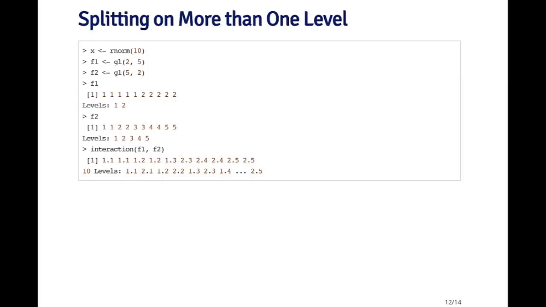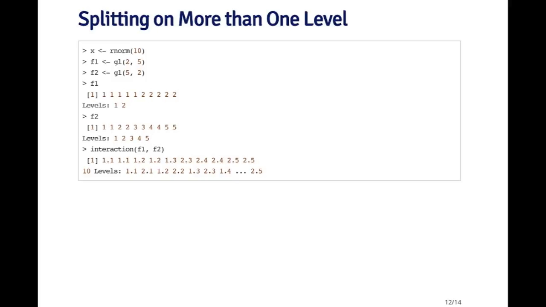And so here I've got f1, which is a factor with 2 levels, and I've simulated a normal random variable x with 10 observations. I've got a factor with 2 levels, each repeated 5 times, and then I've got another factor with 5 levels, each repeated 2 times. So these are my two grouping variables here, and I want to look at the combination of the two.